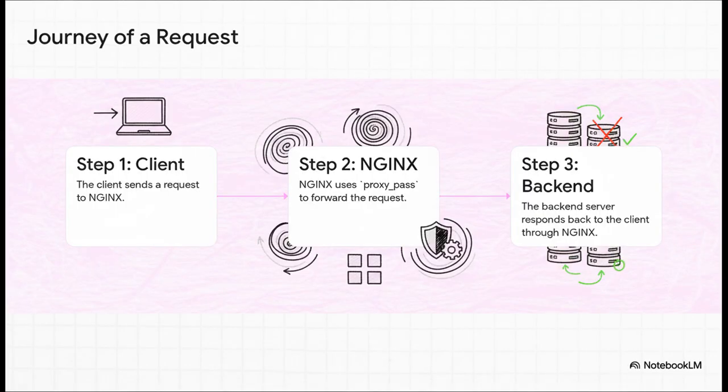So here's how that journey looks, step by step. First, your browser, the client, sends a request to NGINX. NGINX sees it, checks its rules, and uses that proxy_pass command to forward it right along. Then, the backend server does its thing, processes the request, and sends the response back through NGINX to the client. Super simple, right? It's a clean handoff.